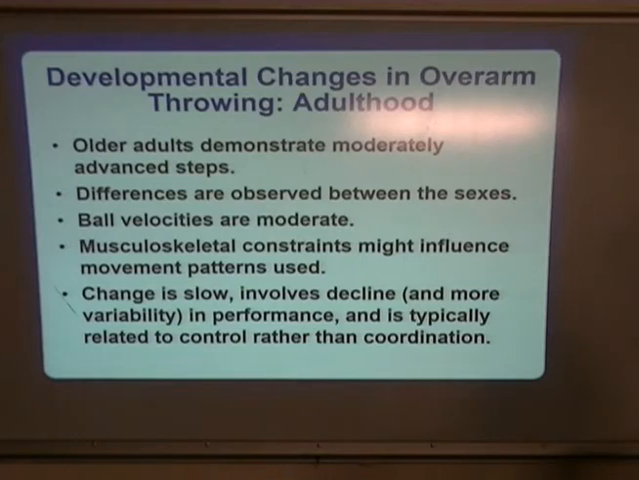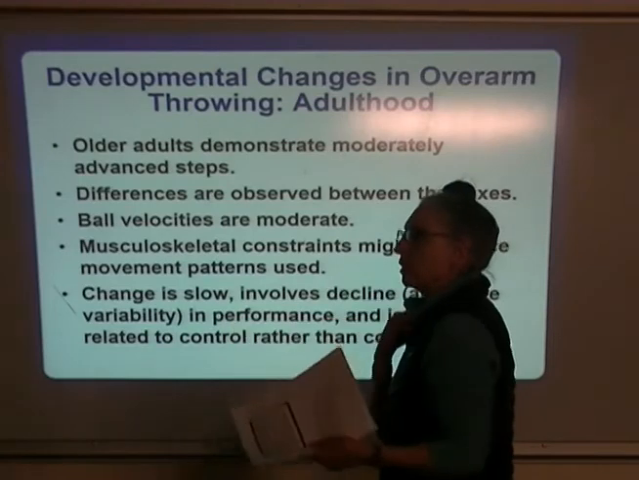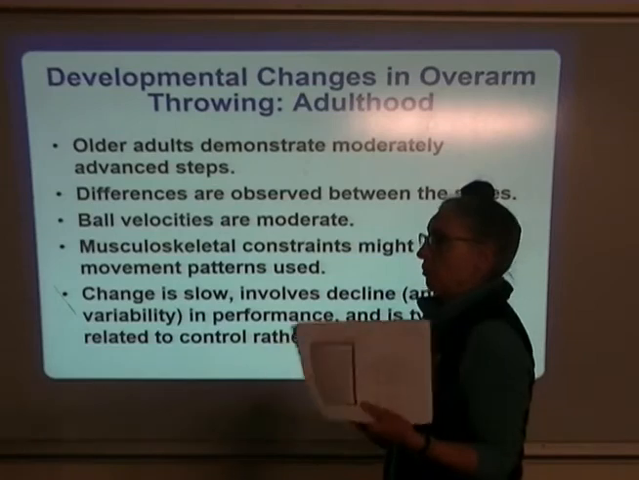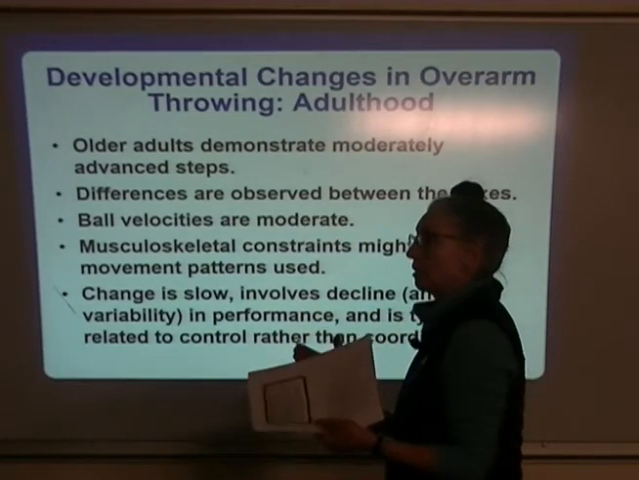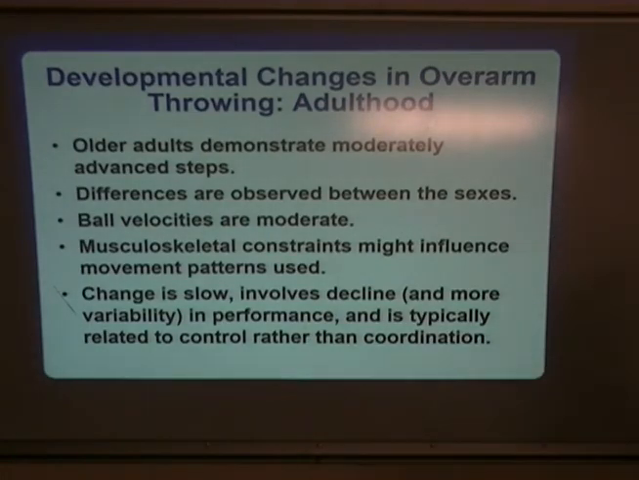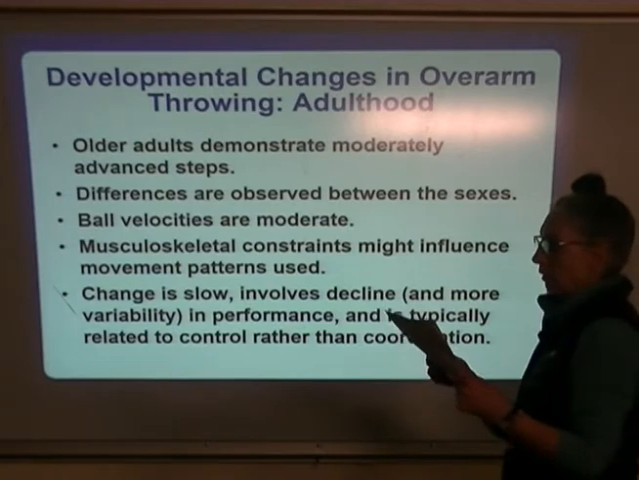Throwing isn't quite as stable as walking, running, but it's pretty stable, right? So if I get to a decent level when I'm younger, it's a relatively stable skill over time. It will change eventually, but the decline is relatively slow in a throwing pattern. Generally, it's more to do with control because of decreased flexibility, for example, or a decrease in type 2 fibers that makes me a bit slower, right?